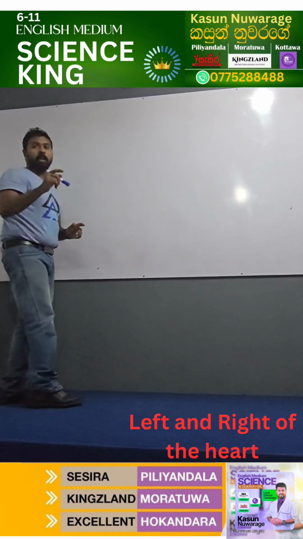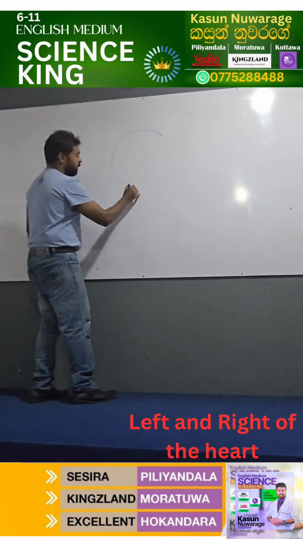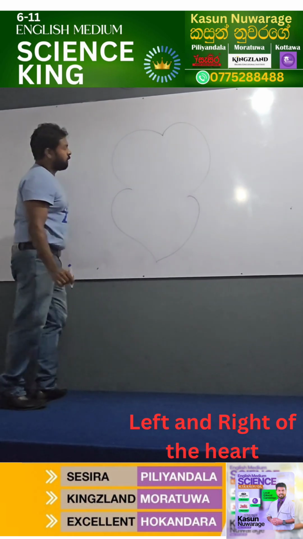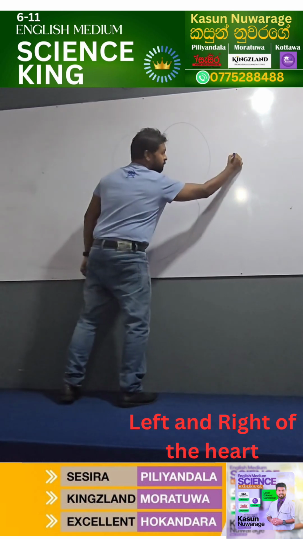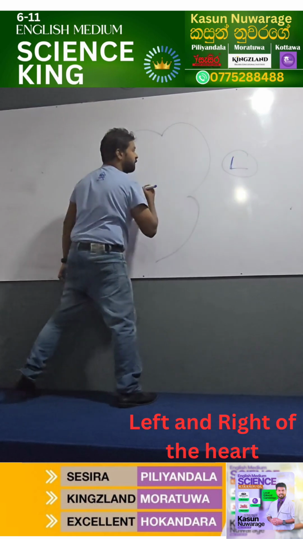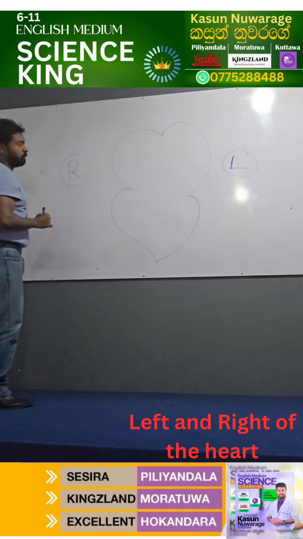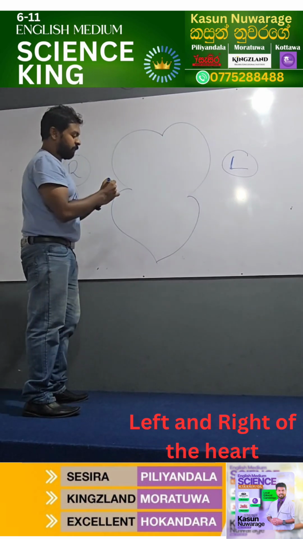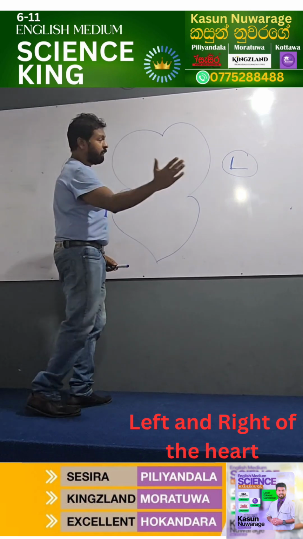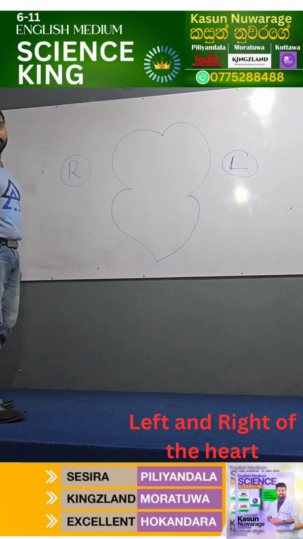Now let's see our human heart. This is our human heart. This is the left side, and this is the right side of the heart. That means this is the heart of a person in front of us. On our right side there is the left side, and on our left side there is the right side.